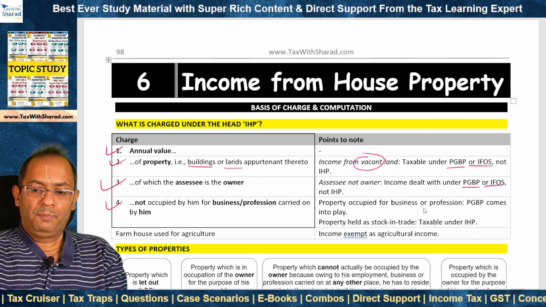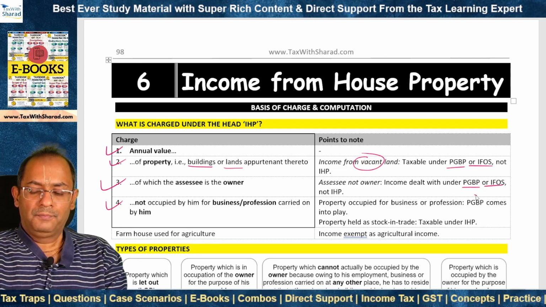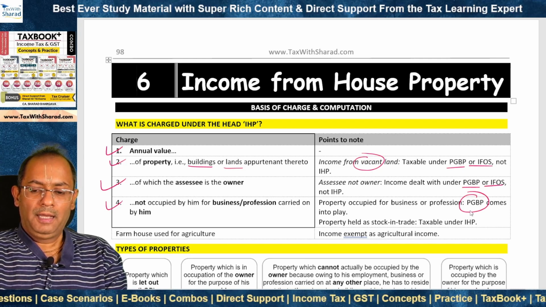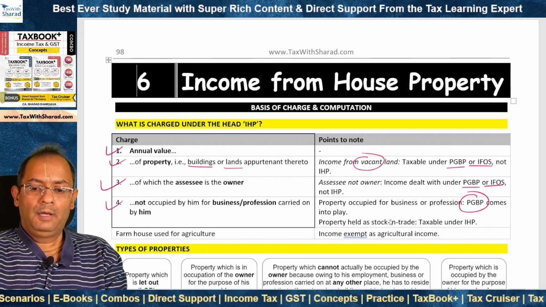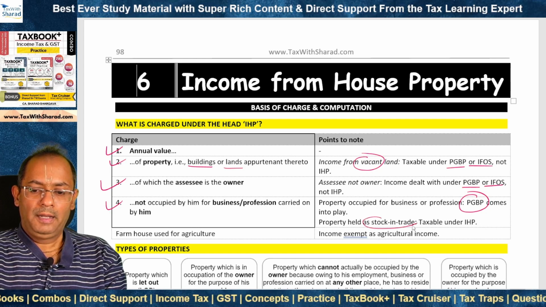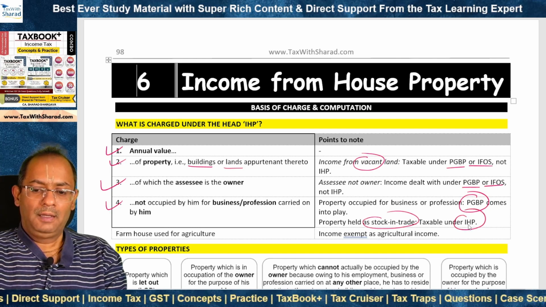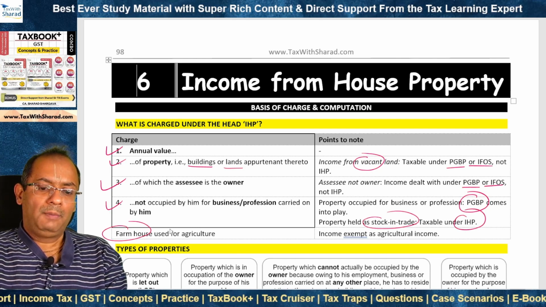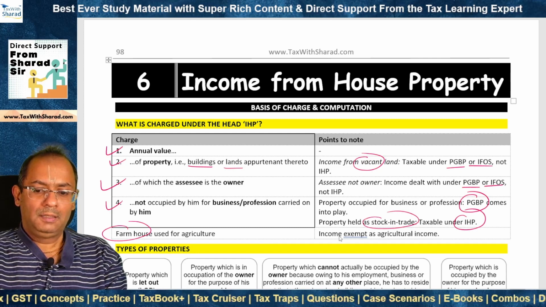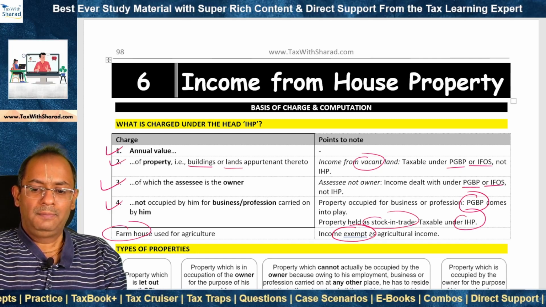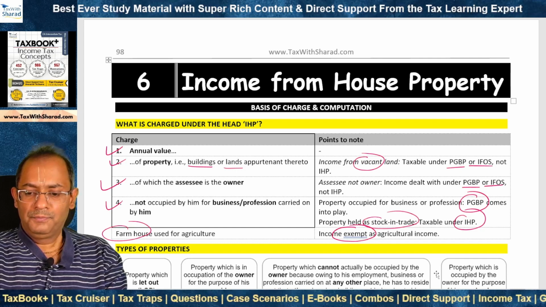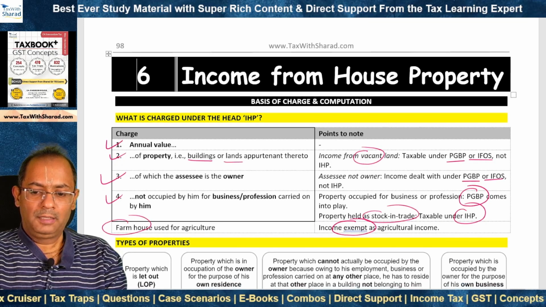Where the property is occupied for business or profession, PGBP comes into play and IHP is not relevant. However, where property is held as stock in trade, then that is taxable under IHP. As far as a farmhouse used for agriculture is concerned, income therefrom is exempt as agricultural income, which we have seen in the topic on exempt incomes.